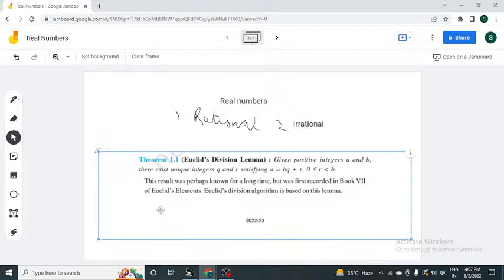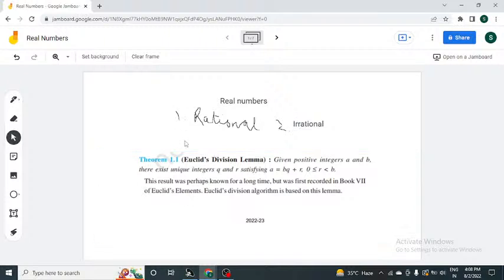Now here today the first topic that we are going to discuss is Euclid's division lemma. First of all we have to understand what is a lemma, and then we can discuss this lemma, because this is the first topic that we are going to learn today. So let's talk about what a lemma is.